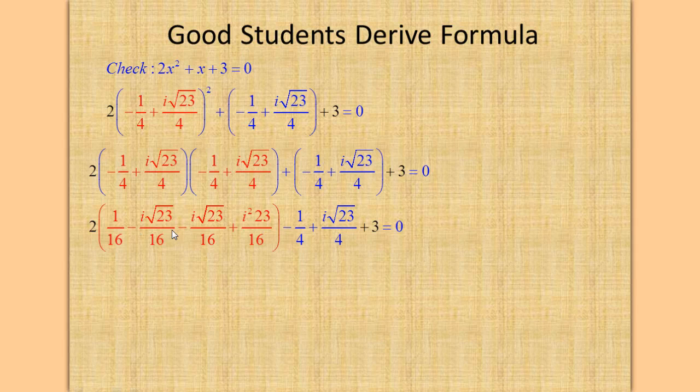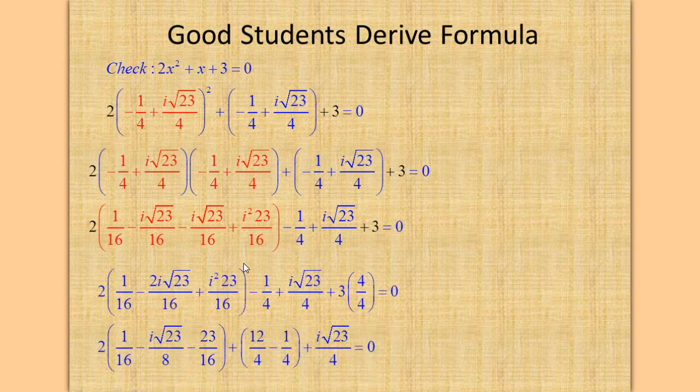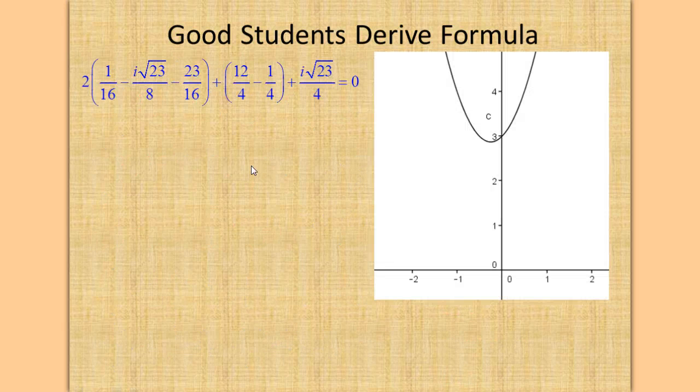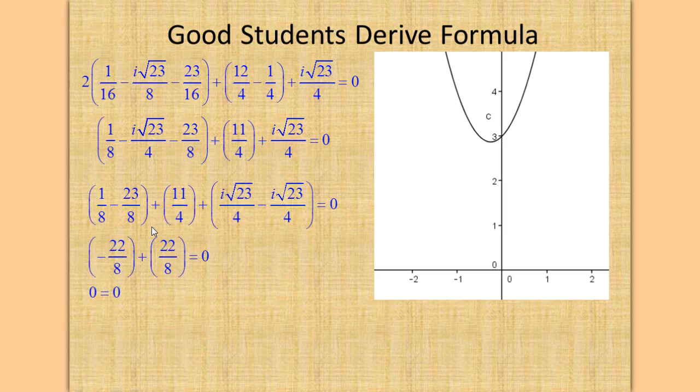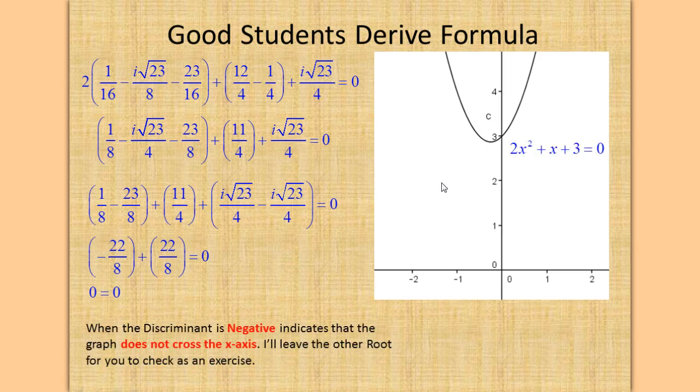And then you add up these terms inside. You change these terms so they can all have the common denominator, like we did previously, and you continue on and add up all the terms. And what you'll see is you come up with minus 22/8 plus 22/8 equals 0.